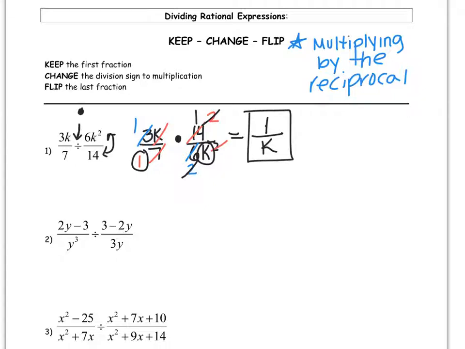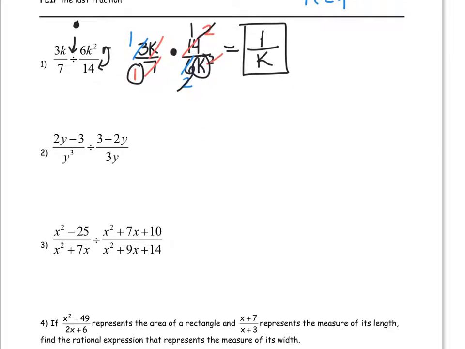Okay? Now let's try another division problem, which is a little bit more challenging because there are pieces that we can factor. So the first thing we're going to do is keep the first parenthesis, or first fraction, change the division to multiplication, and flip the last. So we keep, change, and flip.